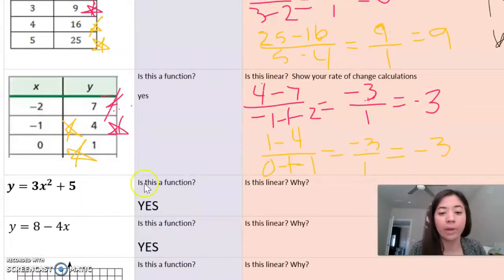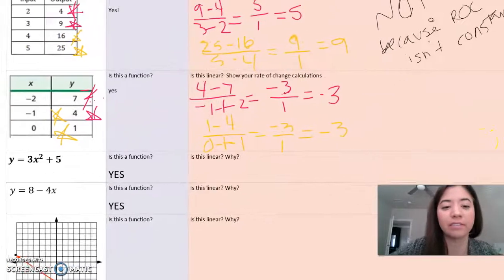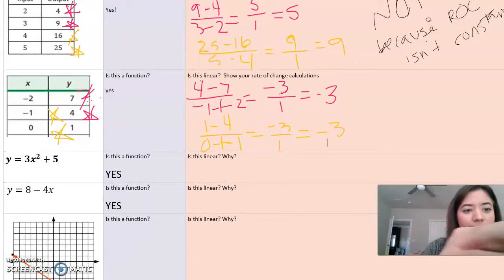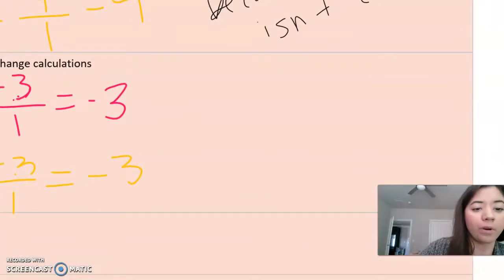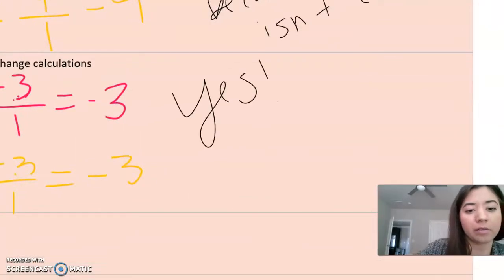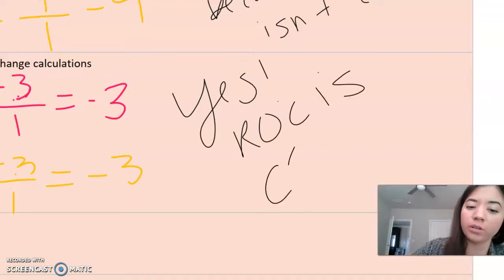Okay, so we have our rate of changes calculated for the top 2 points and then the bottom 2 points. We had -3 and -3. So is this one linear, yes or no? And this one would be yes, because our ROC, our rate of change, is constant.